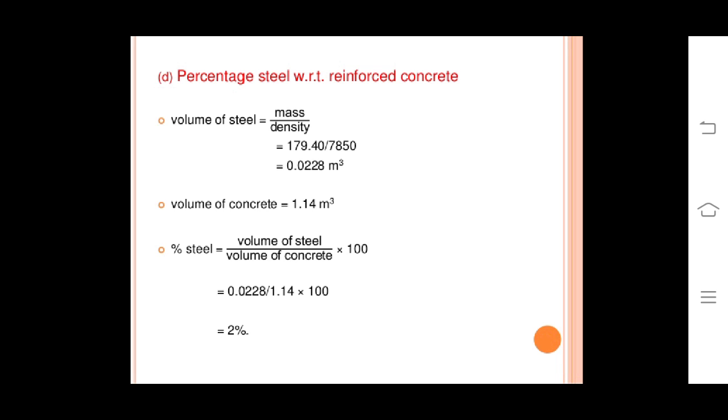The percentage of steel with respect to reinforced concrete can be calculated as follows. Volume of steel is equal to mass upon density, that is 179.40 divided by the density, that is 7850, which is equal to 0.0228 meter cube. The volume of concrete is equal to 1.14 meter cube. The percentage of steel can be calculated by volume of steel upon volume of concrete into 100, that is 0.0228 divided by 1.14 into 100, that is 2%.